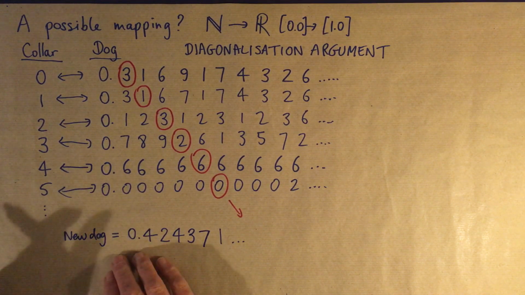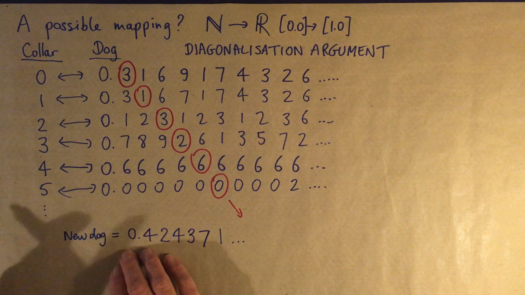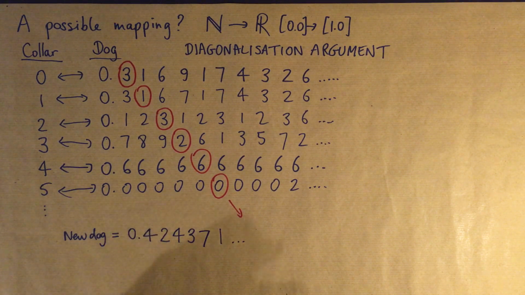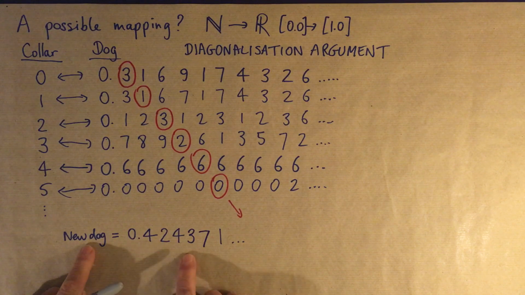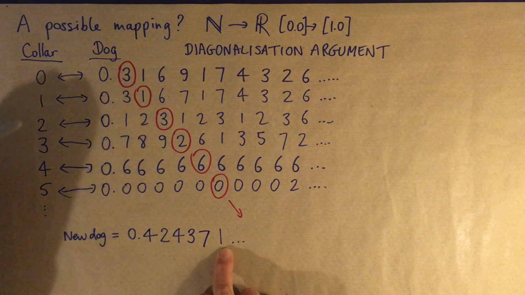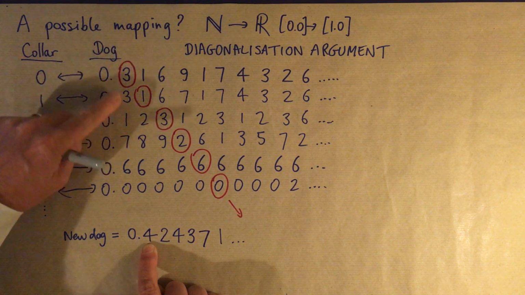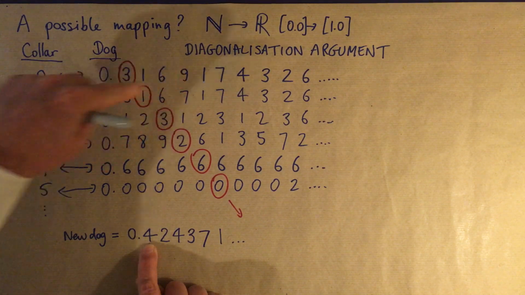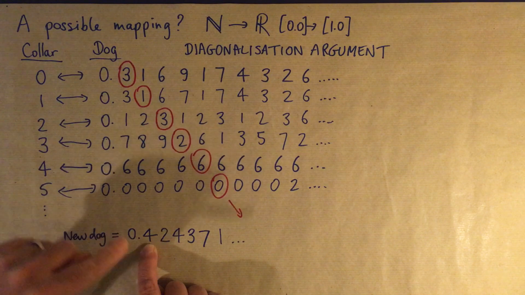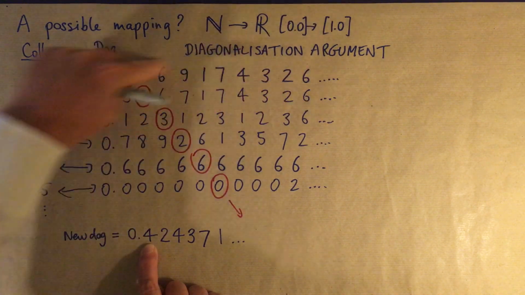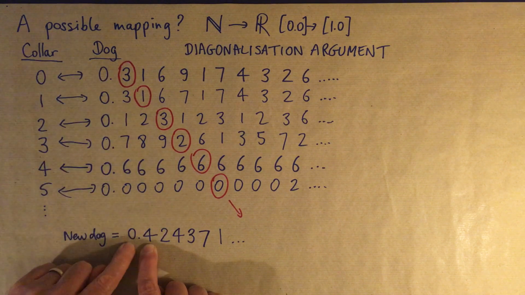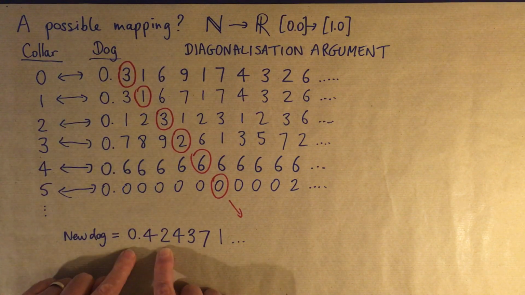Now, the question is, has this new dog got a collar? Well, what we know is that new dog, whose name I've written here, hasn't got collar 0. I can guarantee that because this number and this number are different. They're guaranteed to be different because of the procedure that I did. So because that number and that number are different, those two dogs are different. So this dog and this dog are a different dog, and that dog has already got collar 0. So new dog does not get collar 0. Sad.